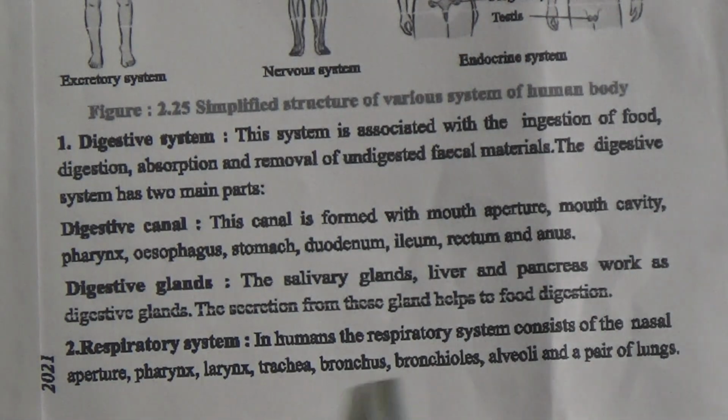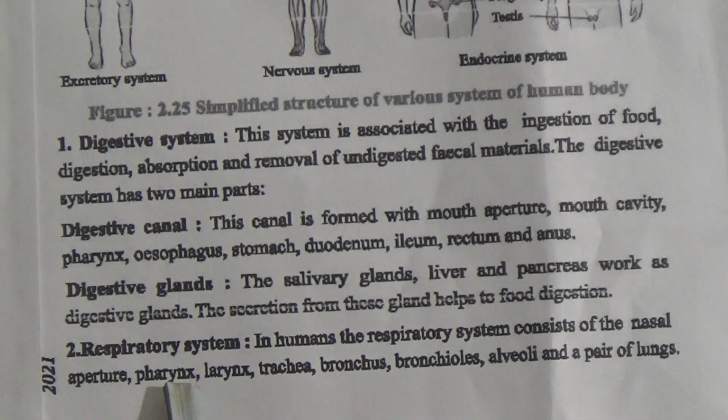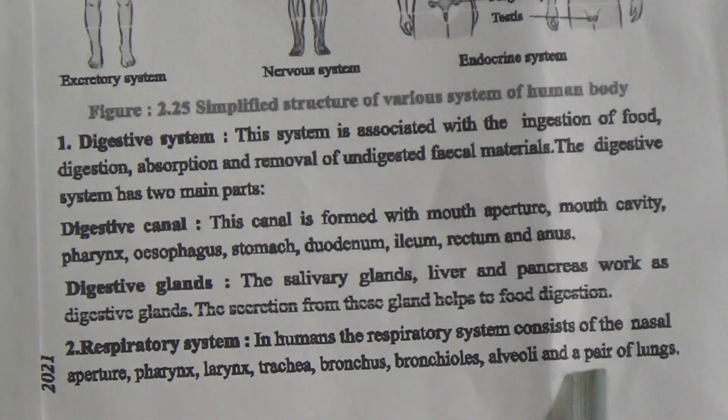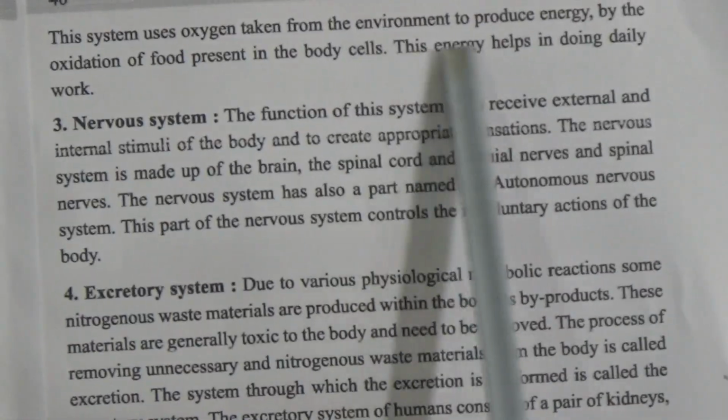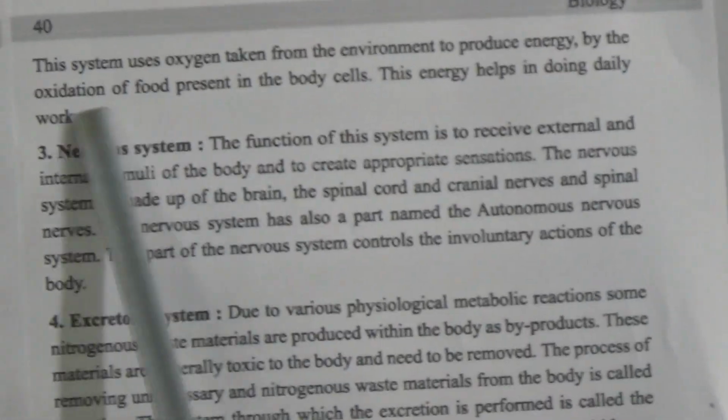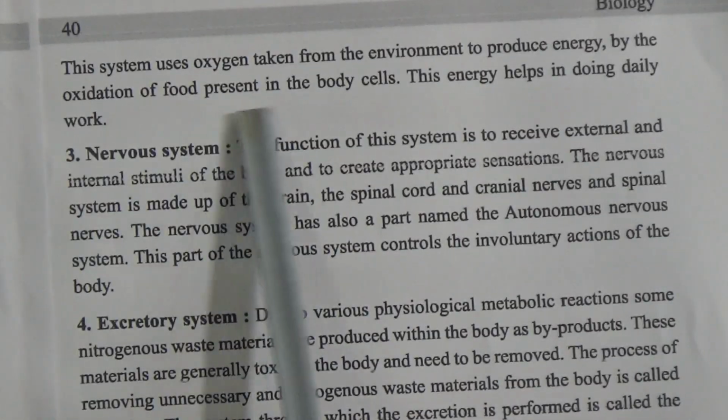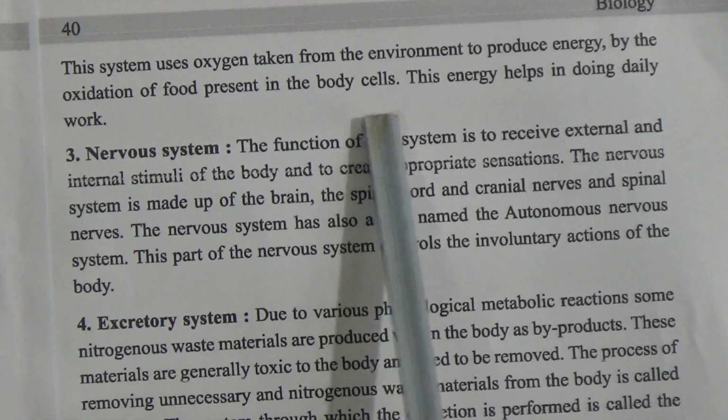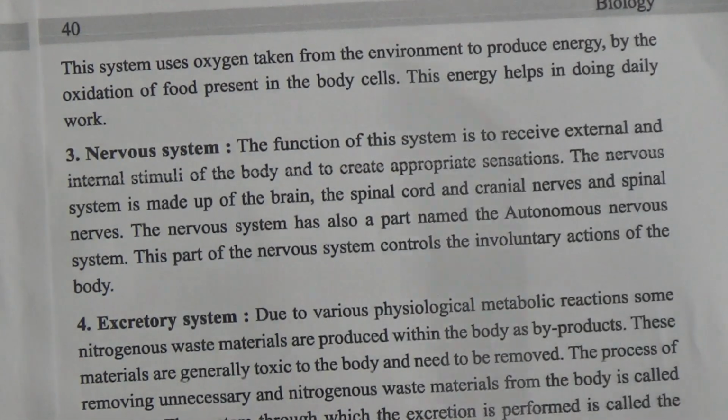Respiratory system. In human, the respiratory system consists of the nasal aperture, pharynx, larynx, trachea, bronchus, bronchioles, alveoli and the pair of lungs. This system uses oxygen taken from the environment to produce energy by the oxidation of the food present in the body cells. This energy helps in doing daily work.